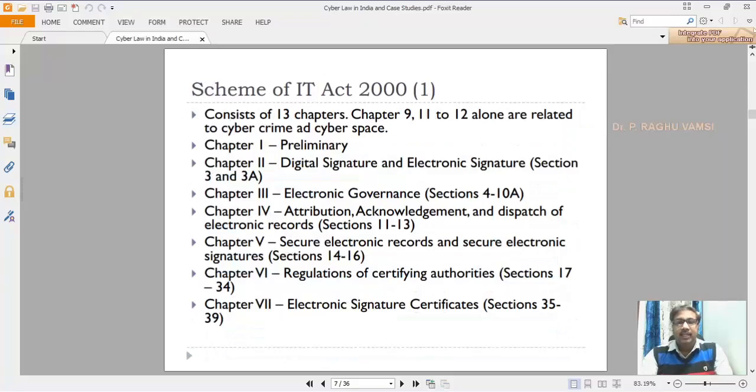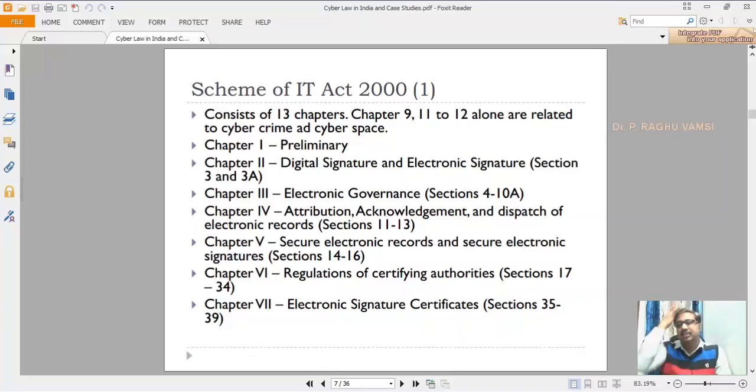So, a glimpse of the IT Act: it consists of 13 chapters. Chapters 9, 11, and 12 alone are related to cybercrime and cyberspace. So now we'll mainly focus on chapters 9, 11, and 12. The remaining chapters are introductory and preliminary chapters, description of the terms they use, and the responsibility of the subscribers, responsibility of the service providers, and regulations, certifying authorities, electronic commerce, electronic signature certificates. So these are the various descriptions provided in the IT Act.